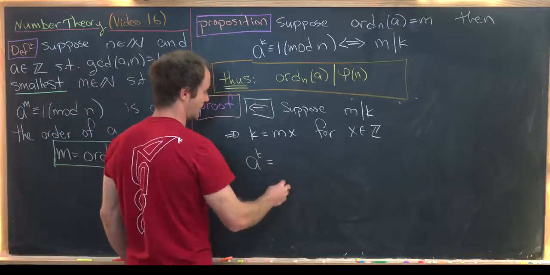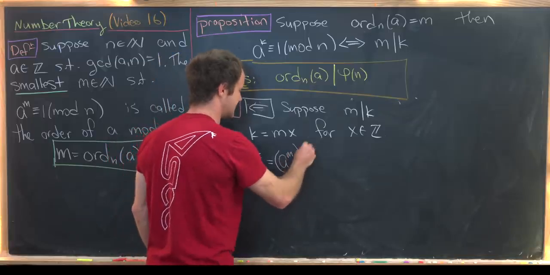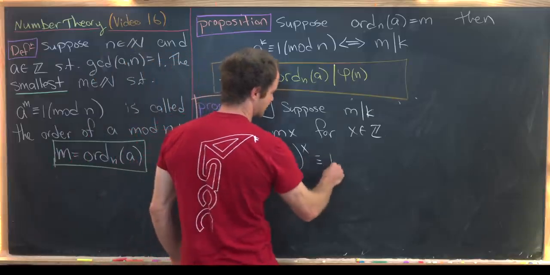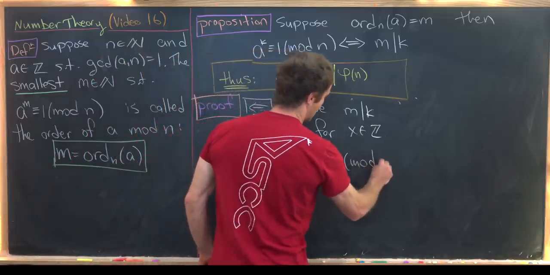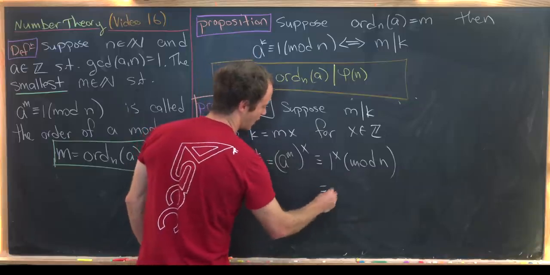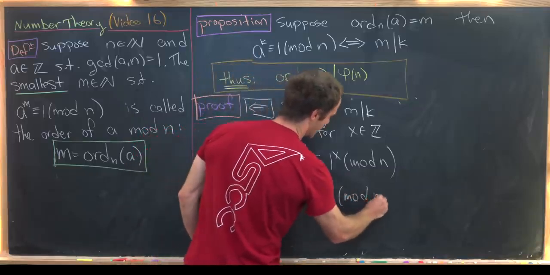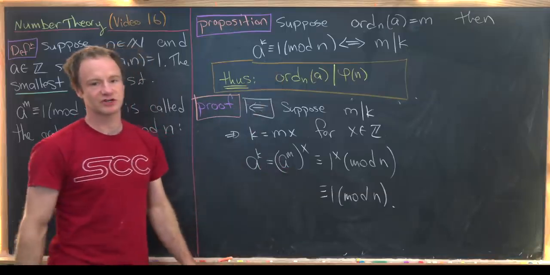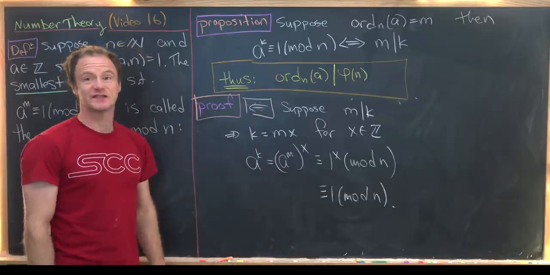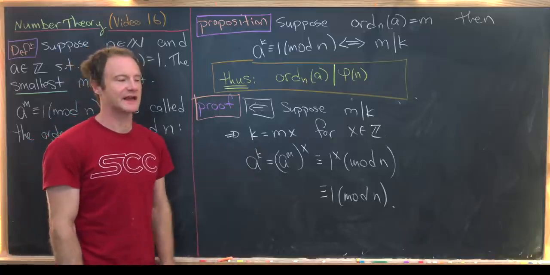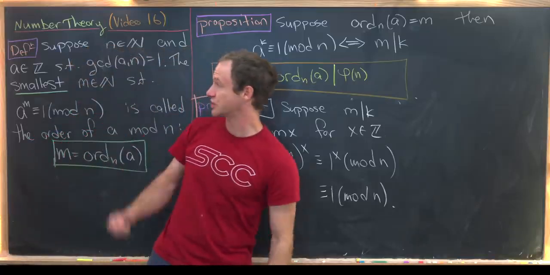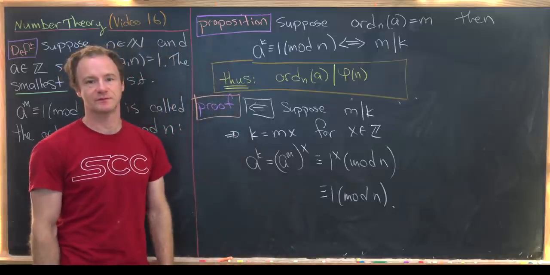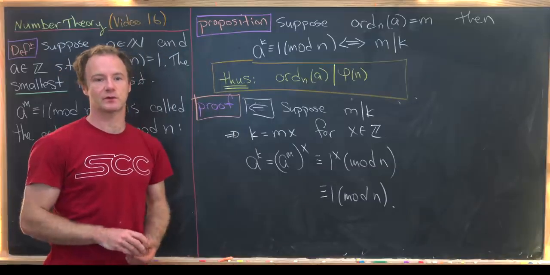Notice that a to the k will be equal to a to the m to the x. But then since m is the order, we know that's congruent to 1 to the x mod n, but 1 to the x will be 1. So this is all congruent to 1 mod n. That's exactly what we needed to show this reverse direction. Okay, so that finishes this proof. Now we're ready to look at an application of this notion of the order of an integer as well as this proposition. Okay, so let's get that example on the board.